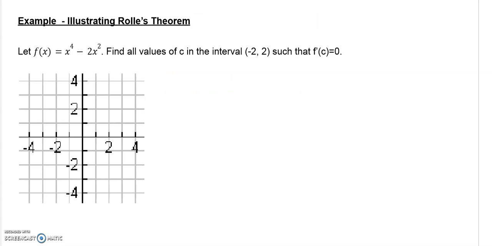So go ahead and try this example. The graph is a little better here, but let's say your function is x to the fourth minus 2x squared. Find all values of c in the interval where there is a horizontal tangent, and there will be more than one. So go ahead and find your zeros, then find where your first derivative is equal to 0, and identify all of those values where that first derivative is 0. Pause the video, try this, and then come back.